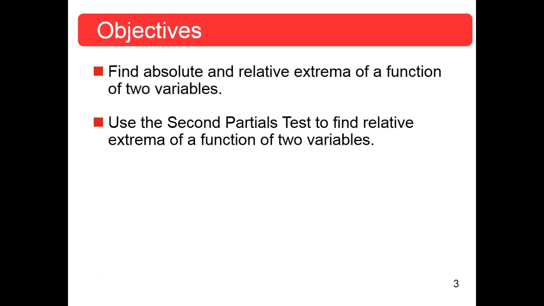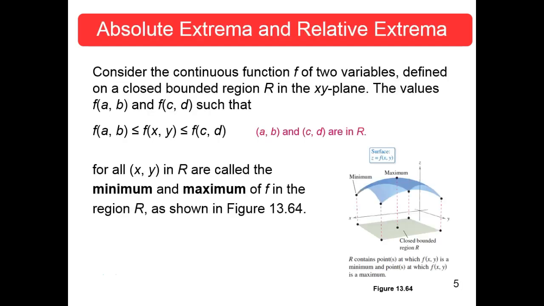So our objectives here are to find the absolute and relative extrema of a function of two variables. This will harken back to curves and things like this when you're doing max mins and absolute max and min. And we'll use the second partials test to find relative extrema of a function of two variables. We haven't had that yet, so that will be something new. So the absolute extrema and relative extrema. You realize extrema is the plural for extreme.